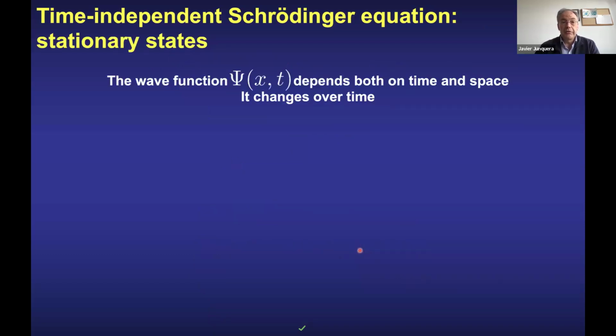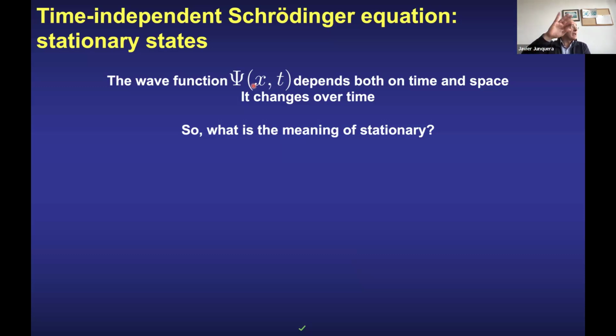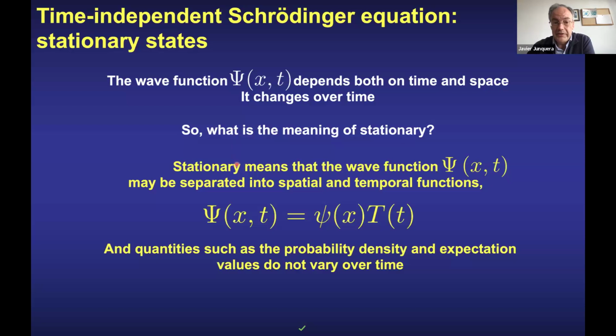So what is the meaning of, in many cases, you will read about stationary states. You have seen here how the wave function depends both on time and space. And in particular, it changes over time, following the solution that I was describing before. So this is the solution of a complex exponential function. So if this function is changing with time, what is the meaning of a stationary state? A stationary state in this case means that the wave function may be separated into a spatial and a temporal function, as I was describing before.